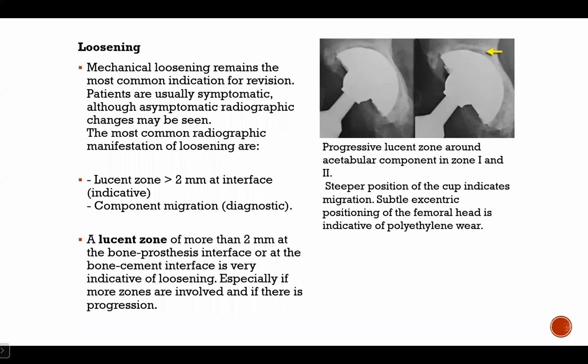Loosening. Mechanical loosening remains the most common indication for revision. Patients are usually symptomatic, although asymptomatic radiographs may be seen. The most common radiographic manifestation is a lucent zone of more than 2 mm and component migration. A lucent zone of more than 2 mm at the bone-prosthesis interface or bone-cement interface is very indicative of loosening, especially if more zones are involved and if there is progression.